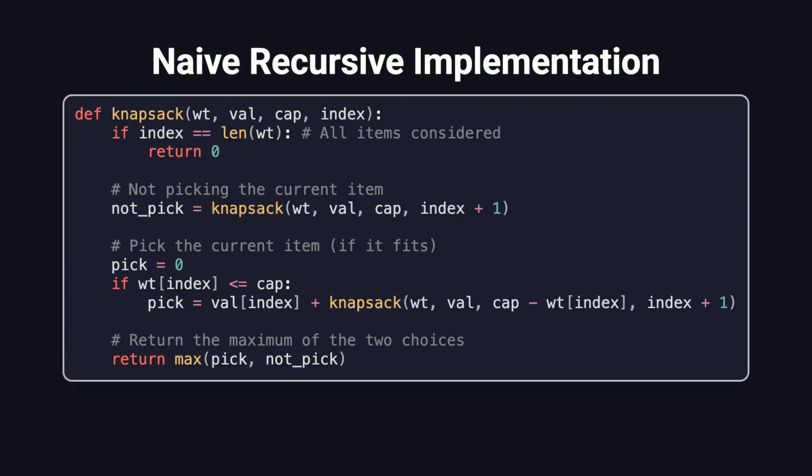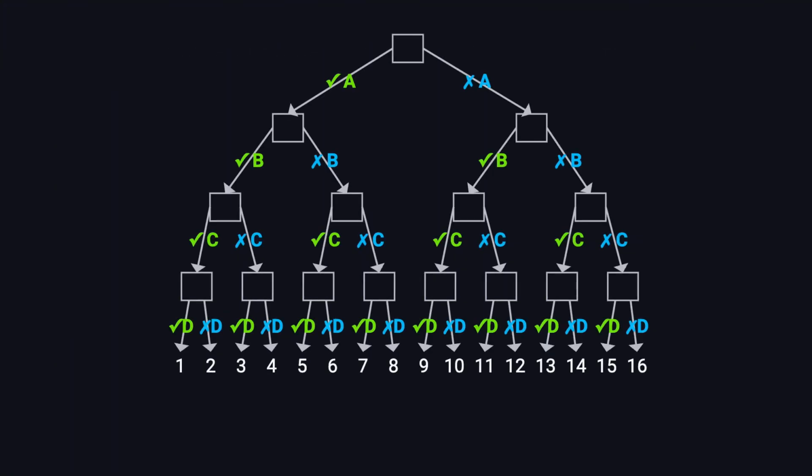This method is simple and easy to understand, but it's also very inefficient. Its time complexity is exponential, specifically 2 to the power of n. So for 4 items, we may explore up to 16 different paths. For 5 items, that number jumps to 32. The more items you have, the more the recursion tree explodes, and performance quickly becomes unacceptable.